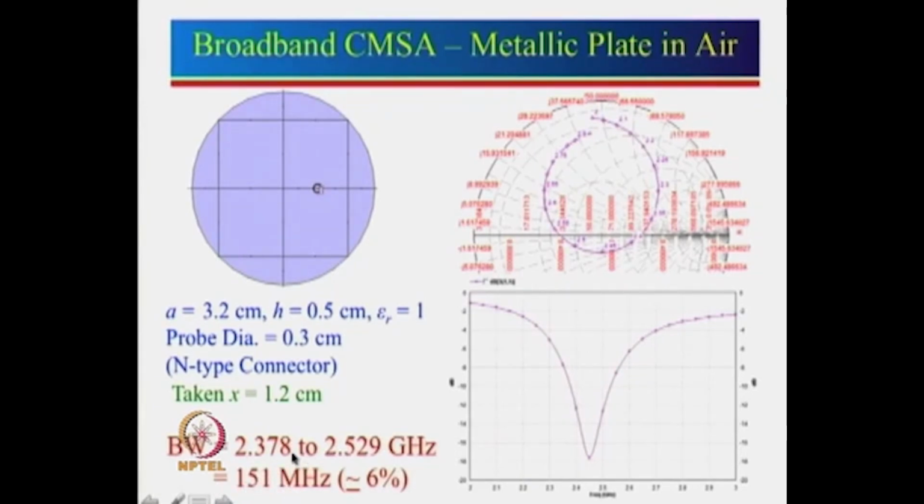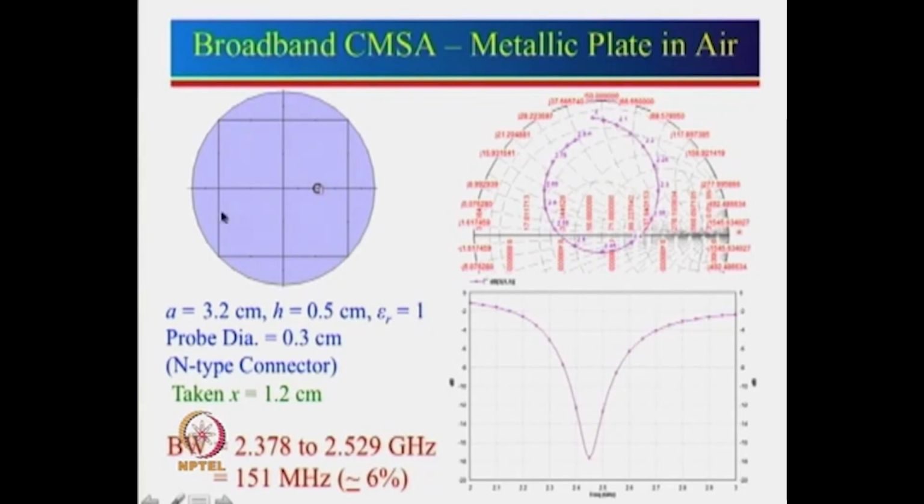This antenna was specifically designed to cover the Wi-Fi region, which is 2.4 gigahertz to 2.483. So, you can see that from 2.4 gigahertz we have almost a 22 megahertz bandwidth margin on this side, and compared to 2.483 we have almost 46 megahertz margin on the other side.